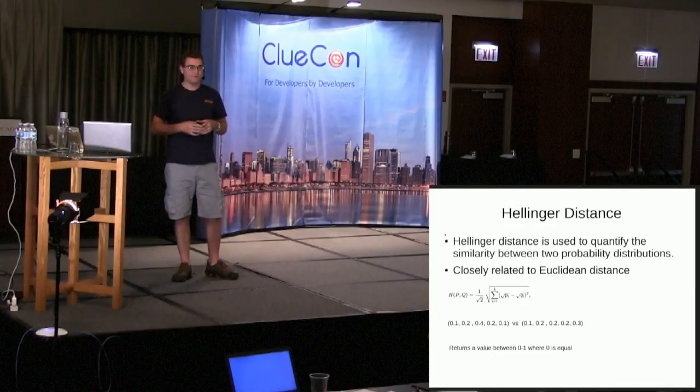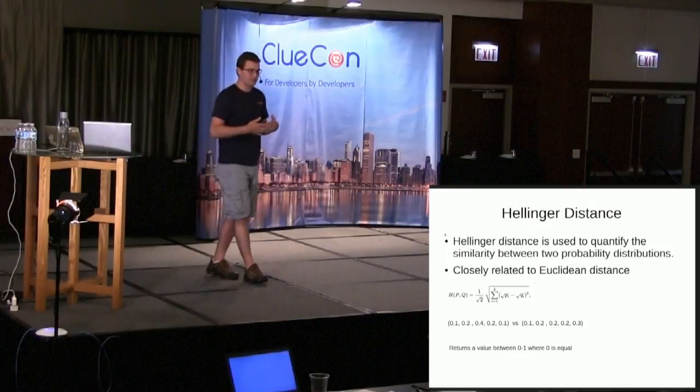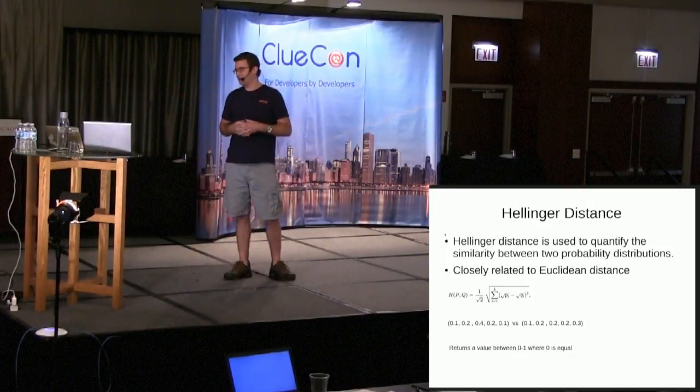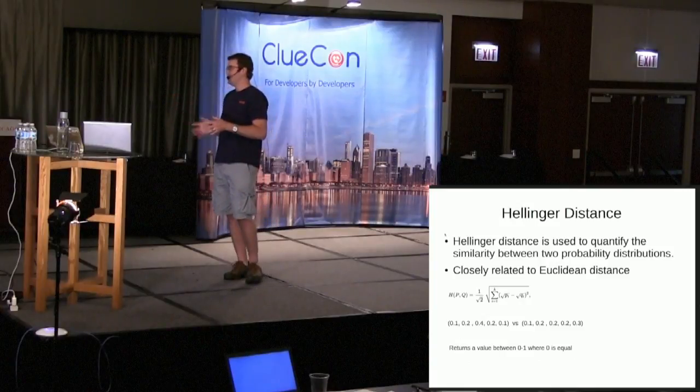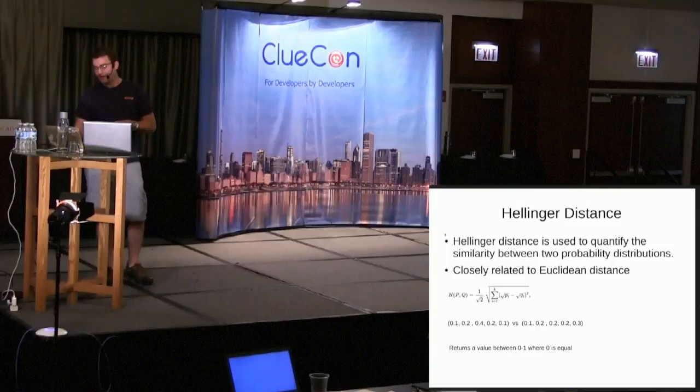What it does is return a value between 0 and 1, where 0 means they're equal and 1 means they're complete opposites. And so the formula is here for anybody who wants to look at it. It's on Wikipedia as well. Yeah, not a whole lot else to say about that.